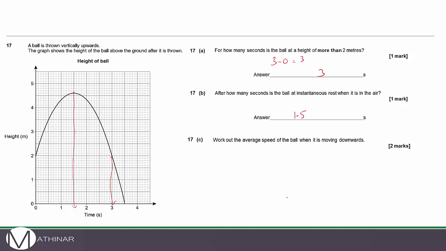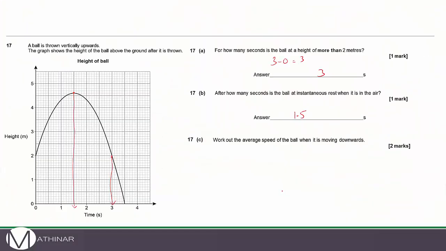And part C for 2 marks. Work out the average speed of the ball when it is moving downwards. So this is the point where it starts to move downwards, and this is the point where it finishes moving downwards. So this goes down from a height of, I would say, 4.6 meters to 0.